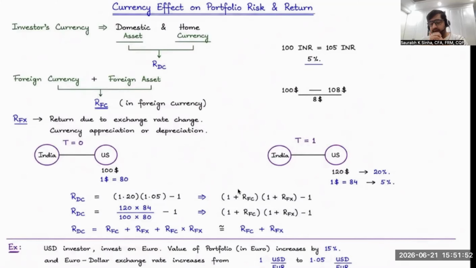We are into the series of lectures on currencies. Today we'll discuss what the effect will be on portfolio return and portfolio risk if you are investing in foreign currencies.